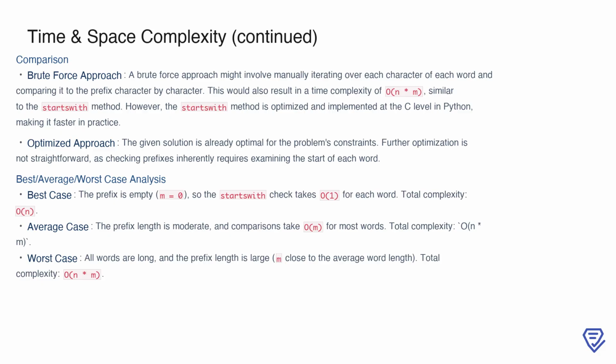Now, let's analyze the time complexity in different cases. In the best case, where the prefix is empty, the startswith method takes O(1) per word, leading to a total complexity of O(n). In the average case, with a moderate prefix length, the time complexity becomes O(n*m). In the worst case, for long words and a long prefix, the complexity is also O(n*m).